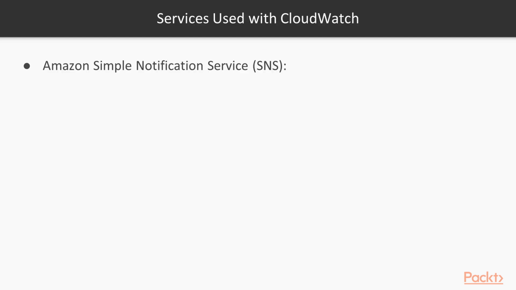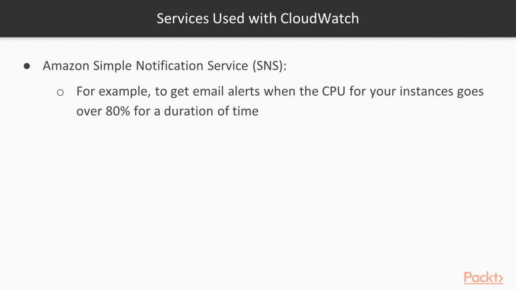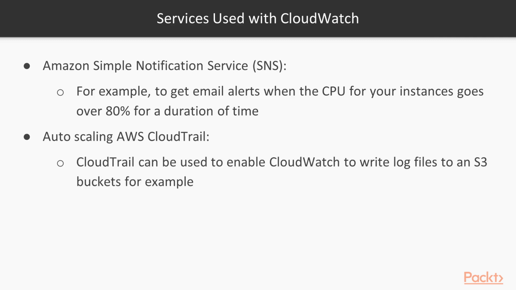There are also services that are used with CloudWatch in order to provide a complete end-to-end solution. So we have the Amazon Simple Notification Service, for example, that is used to send out messages to subscribing endpoints. For example, to get email alerts when the CPU of your instances goes over 80% for a duration of time. We also have auto-scaling, which will automatically launch or terminate EC2 instances based on policies, health checks, and schedules.